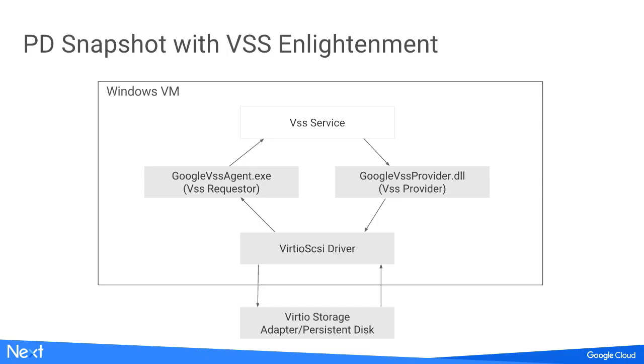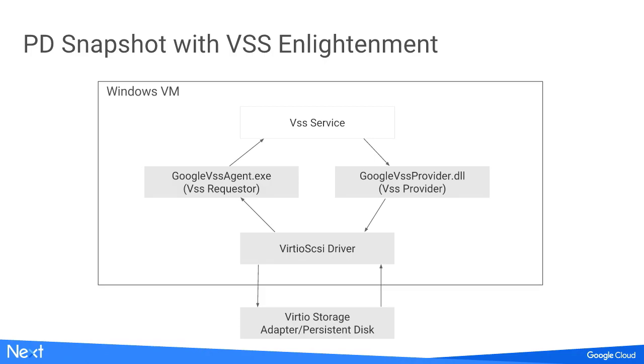On the back end, when the persistent disk receives a request to take a snapshot, the hypervisor will use the extended VDI protocol to send a signal to the guest VDI driver. The VDI driver will wake up the VSS agent. The VSS agent now acts just like a requester. It will notify the VSS service to say, I want to take a snapshot.